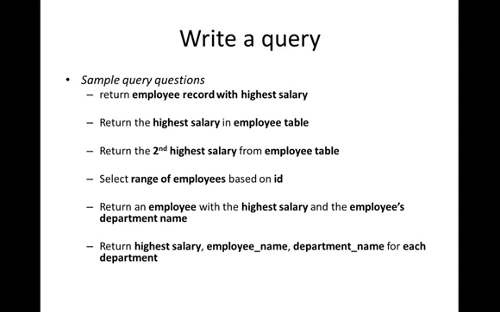return the employee record with the highest salary. Question number 2, return the highest salary in the employee table. The third question, return the second highest salary from the employee table. The fourth question, select a range of employees based on ID. Fifth question, return an employee with the highest salary and the employee's department name. And the last question is to return the highest salary, employee name, and the department name for each department.